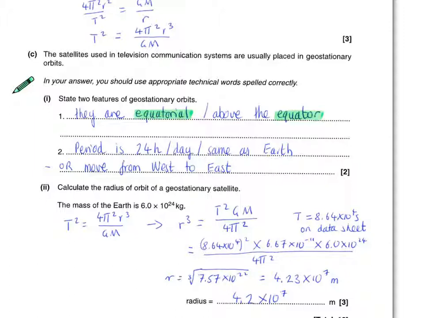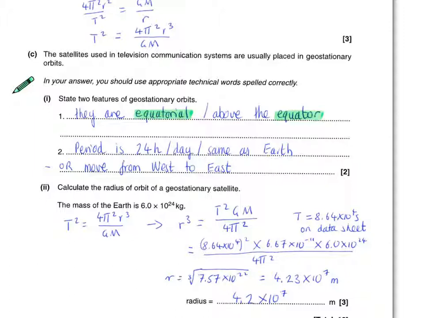The second feature is that the period is the same as the Earth's rotation, in other words 24 hours or a day, or they accepted there that it moves from west to east, in other words rotates in the same sense as the Earth.